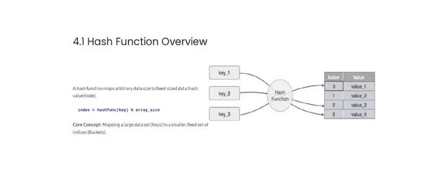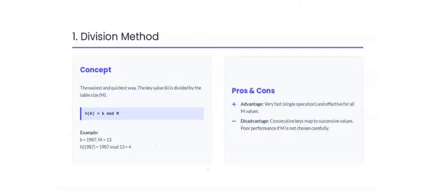Next we are going to see some hashing methods. Various methods are there. The first method is the division method. Using the division method we can calculate the hash value and finally find the location. It is the easiest and quickest way, and the formula is h(k) = k mod m.